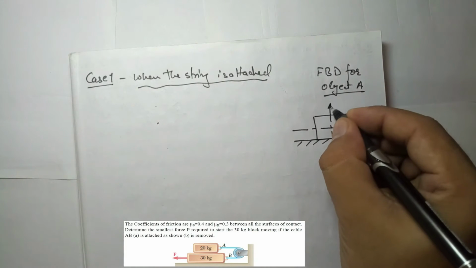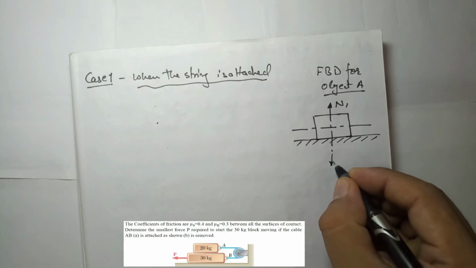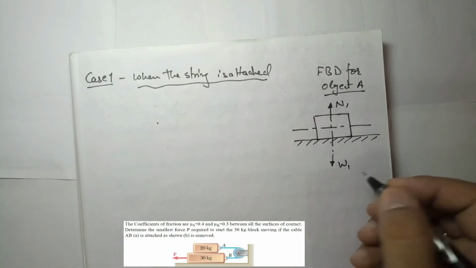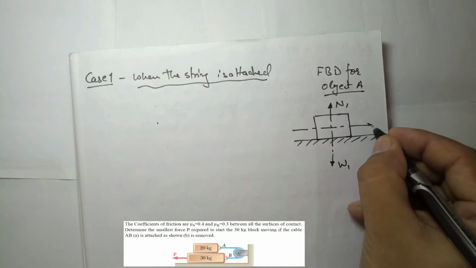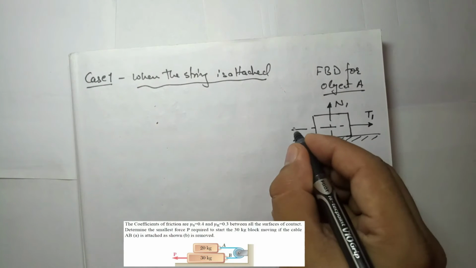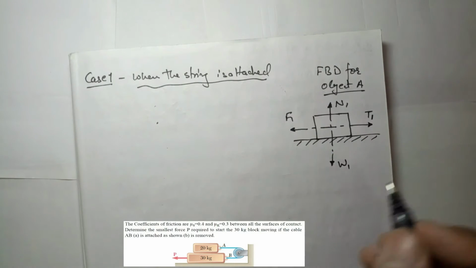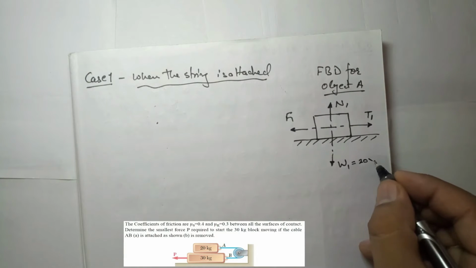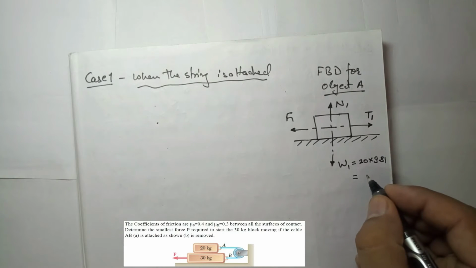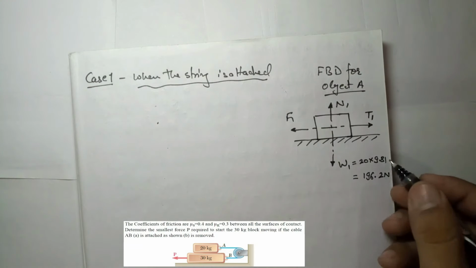So one normal reaction is acting in the vertical direction, and weight is acting downward in the vertical direction, and this is the tension. If you see in the diagram, this is the tension in the string T1, and this is the friction force, just opposite to the applied tension. Weight is given in kg, that is 20 kg, and we multiply it with 9.81, so we get the value 196.2 Newton. So we have converted the mass into weight.